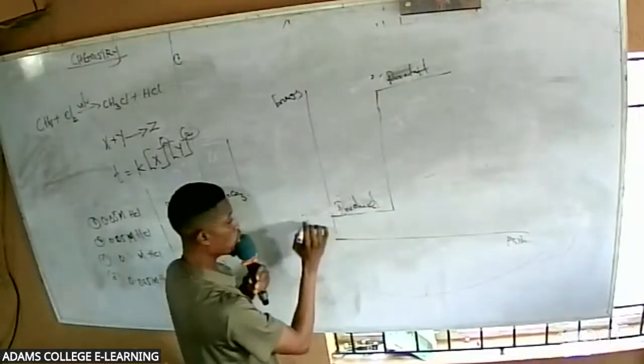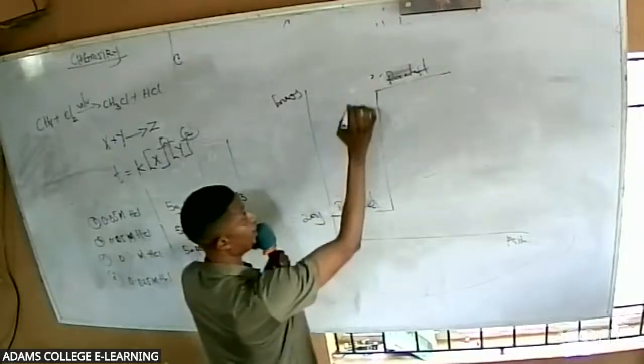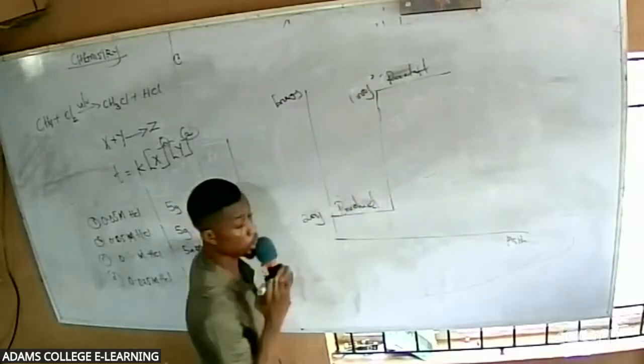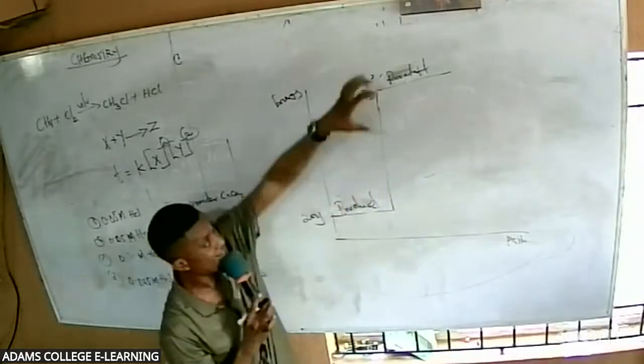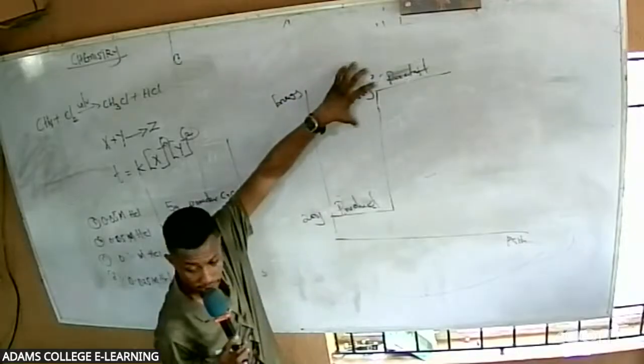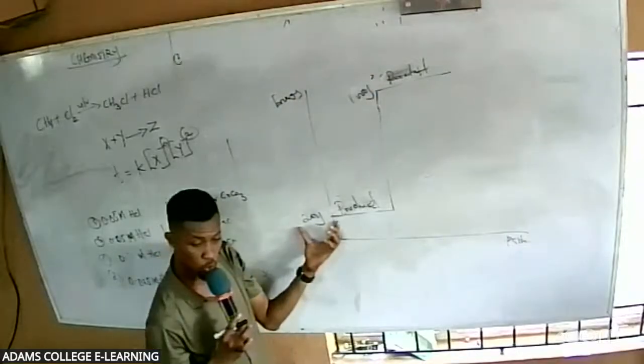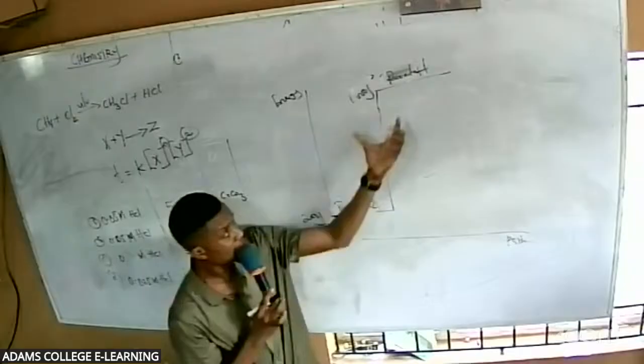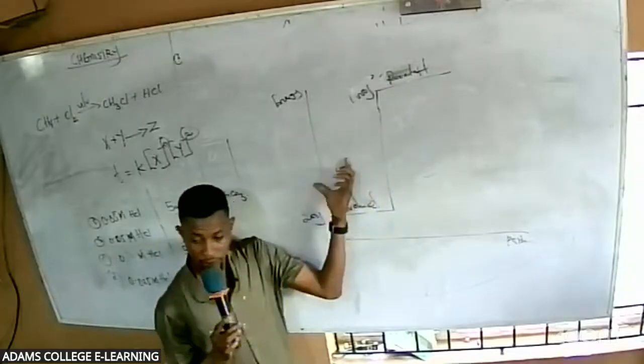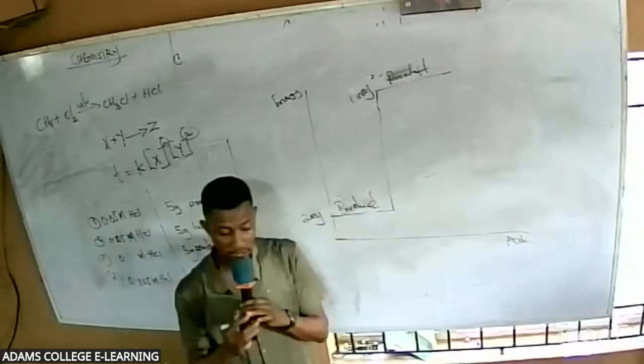So if I have 200 joules here and 1,000 joules here, it means the energy of the reactant is 1,000 and the product is 200. So this reaction will lose 800. And what's that reaction? Exothermic. So you can just write it down.